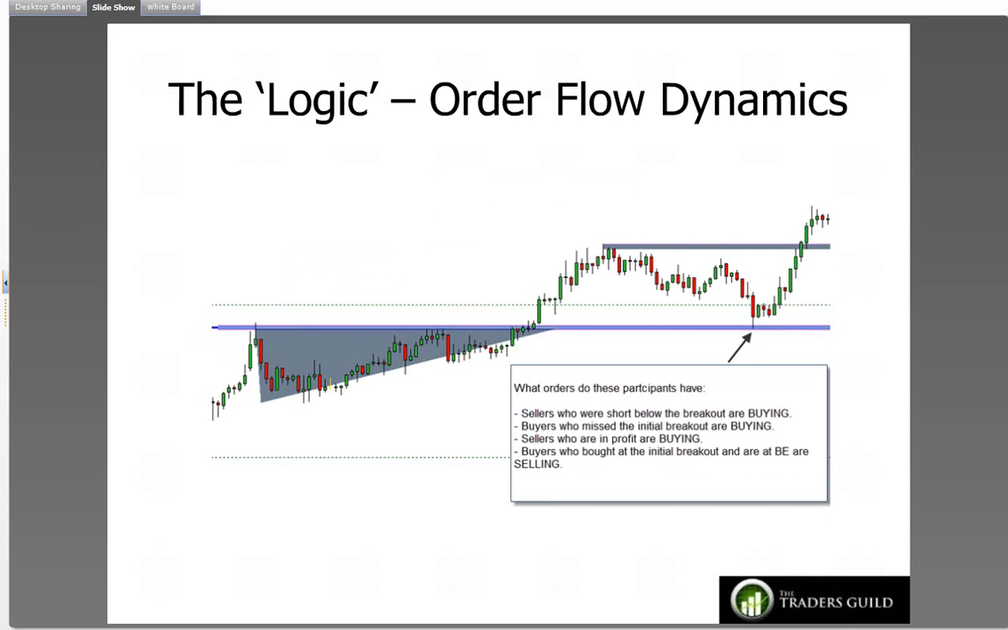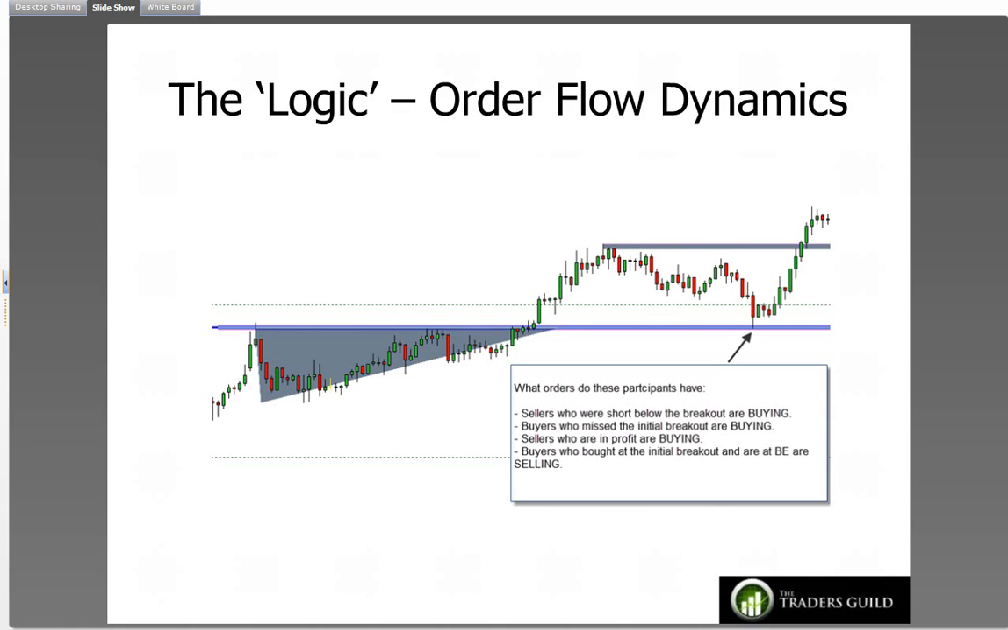And then if you think about what type of orders these market participants have: sellers who are short below, looking to get out close to break even, are obviously buying. Buyers who missed the initial breakout, obviously buying. Sellers who were in profit, selling from up here and looking to take profit down here, obviously buying as well. So thus we have a buy side. We have high order flow concentration to the buy side, just like we had on the initial breakout.